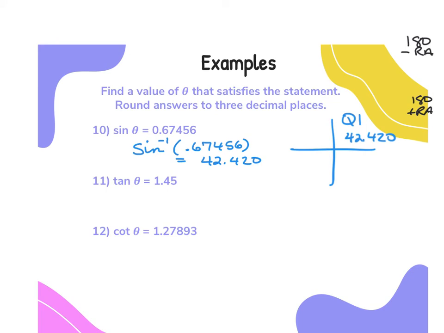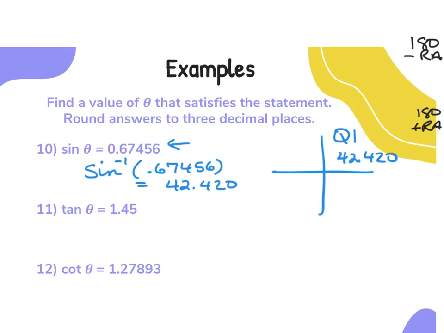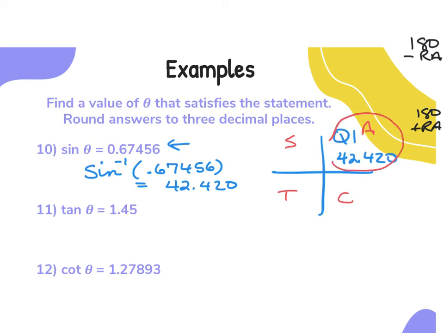Now I need to figure out also where sine, see how this is a positive answer? So this is where my All Students Take Calculus comes in. I need to figure out which quadrant sine is positive. I know it's positive here and here. So to find the other angle measure, I just take this 42.420 and subtract it from 180.